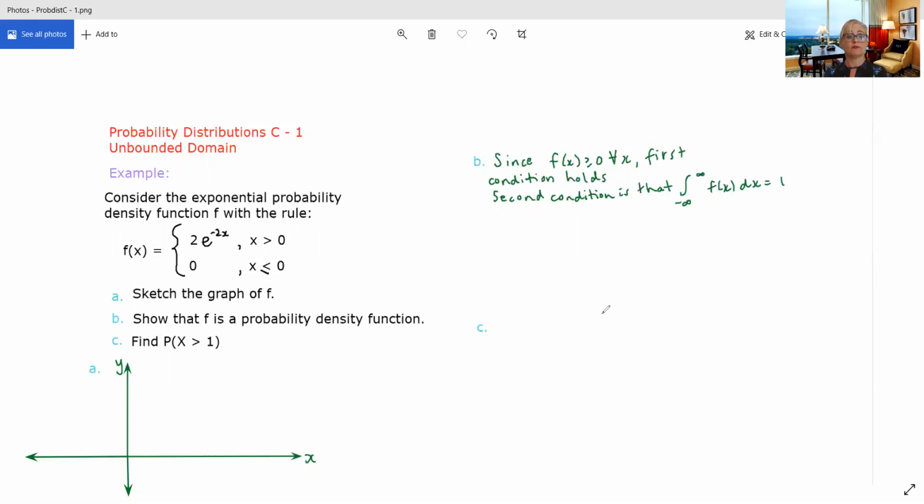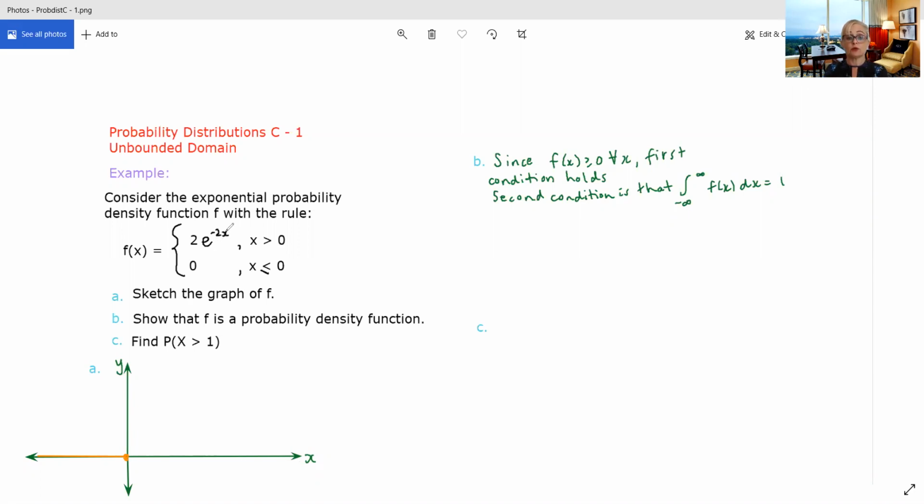We've got a function, f of x is 2e to the negative 2x for x greater than 0 and 0 for x less than or equal to 0. Let's get a little sketch happening of what that's going to look like. For x less than or equal to 0, we're just on the x-axis. That's sort of trivial, we probably don't even have to draw it. It's really just the part where x is greater than 0 that we're interested in sketching.